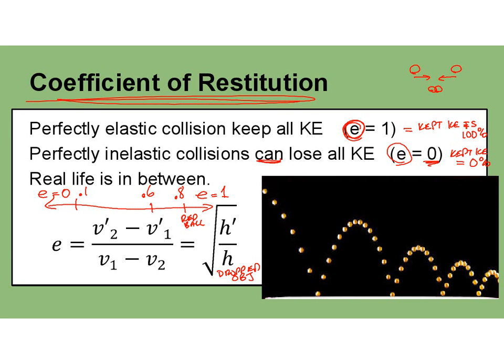If I drop an object from some height h and it bounces to some height h prime, then I can take the square root of that ratio, and that will give me the coefficient of restitution.